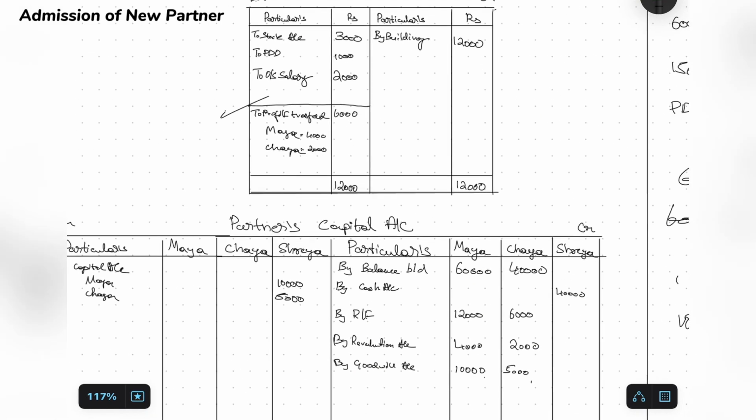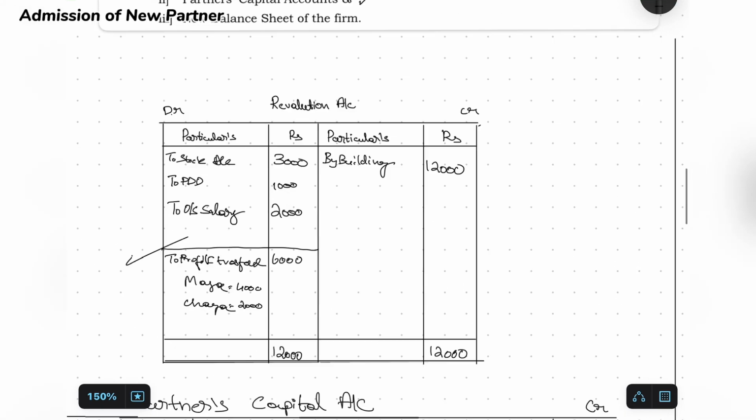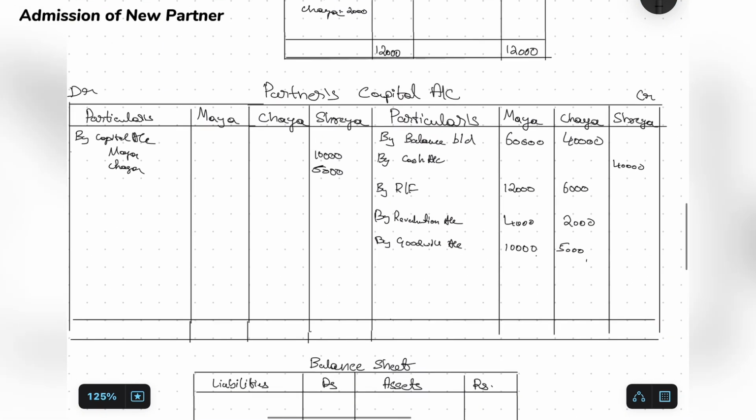Okay, so now we'll come to the question. The capital balance is taken, goodwill is taken, and all the adjustments are cleared. The reserve fund is taken, all the items are taken from the balance sheet. After making the entry of all the items, I'm going to analyze the partners' capital account, to see which side balance is more. Shreya's balance is 40,000. I'll carry forward the same balance and deduct 15,000, so I will write 25,000.